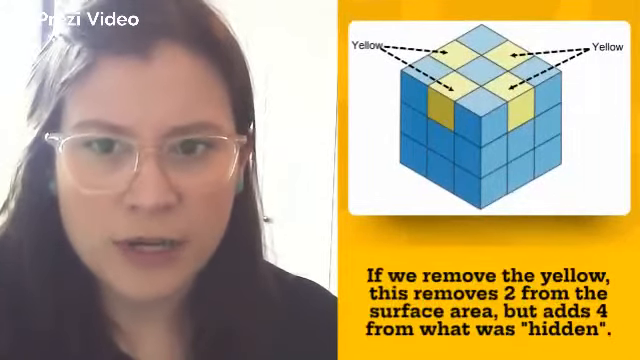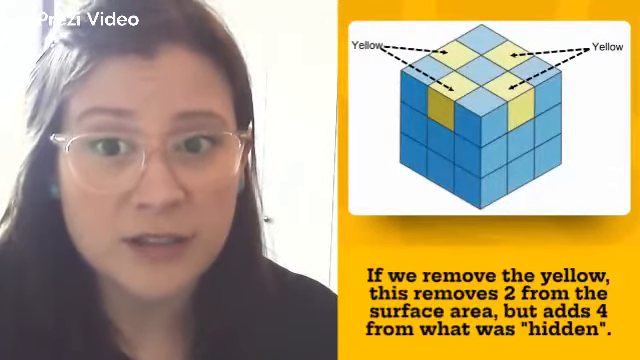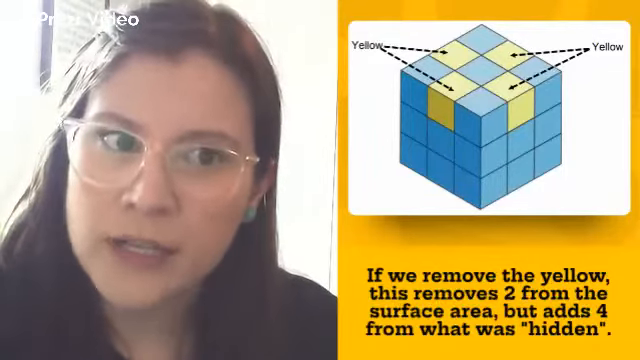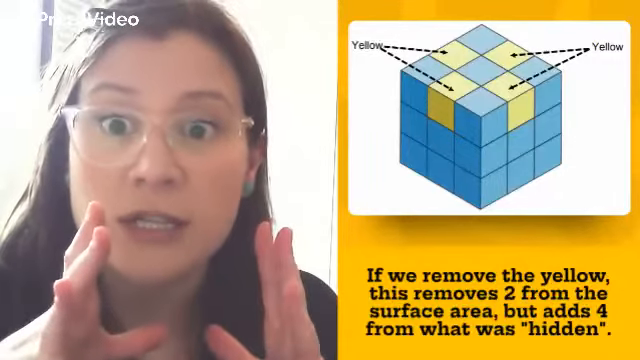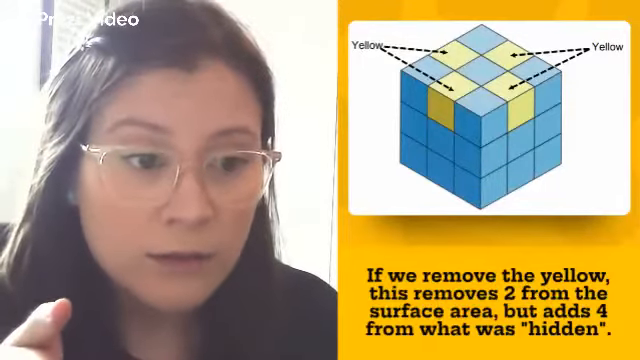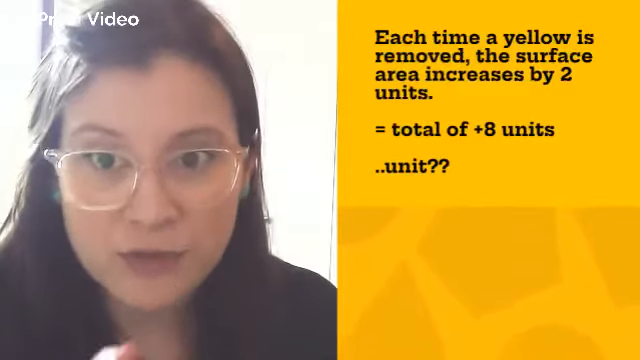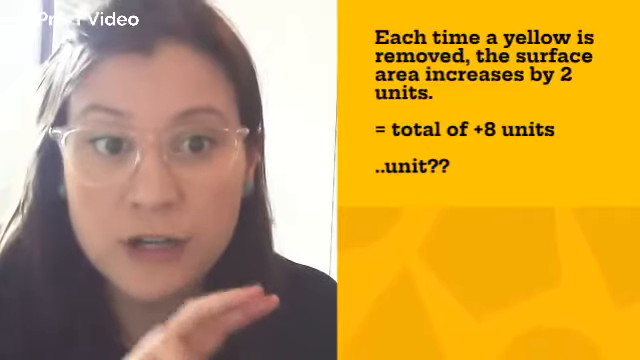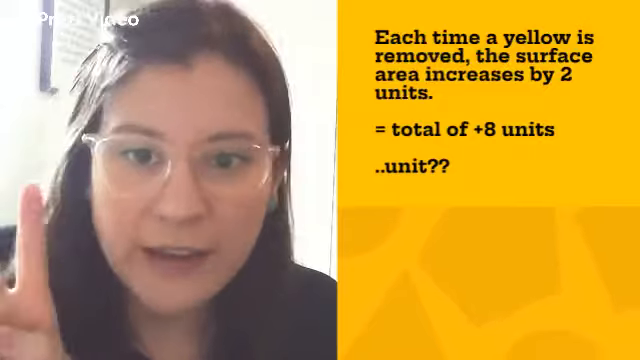So when we remove the 4 yellow cubes, okay, each cube, when we remove it, we're removing 2 faces from our total surface area there, but we're also adding 4 more because of those 4 hidden ones that we're now exposing. So we're exposing those inner 4, but we're taking the 2 top ones away. So overall, every time we remove a yellow cube, we are increasing the surface area by 2. So when we remove 4 yellow cubes, we're increasing the total surface area by 8 unit faces.